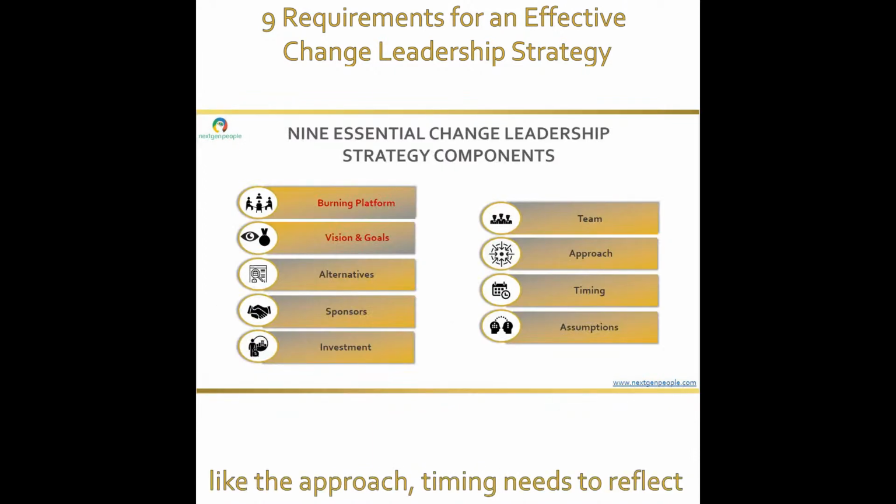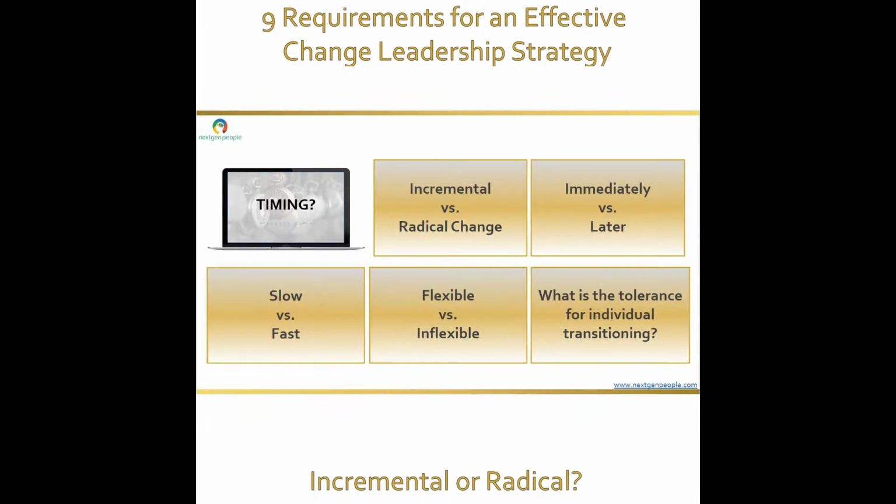Number 8, like the approach, timing needs to reflect what is doable within the specific organization, its culture, and capacity. The timing should take the level of change maturity of the organization into consideration. We will talk about organizational change maturity in our next video next week. Right now, you want to consider if the change will be incremental or radical. Now, obviously, less change mature organizations may need more incremental change instead of all at once.